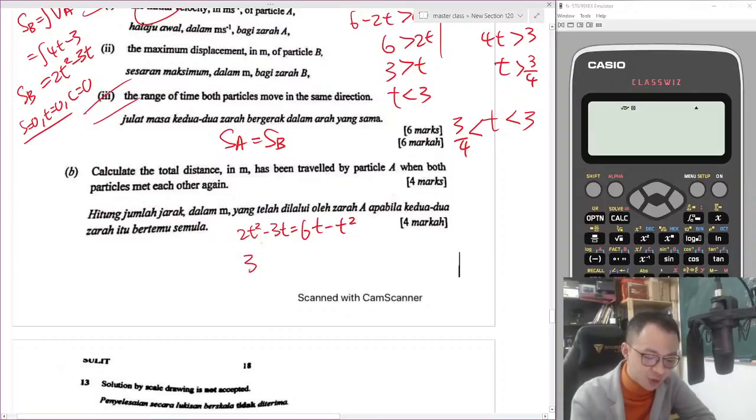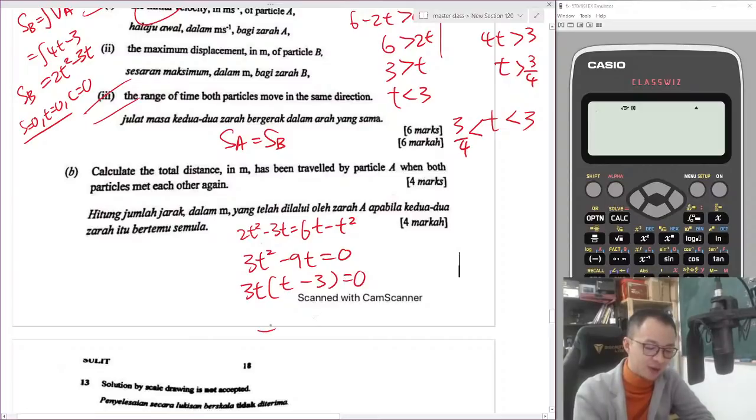Okay, so 3t squared minus 9t equals 0. Then I factorize out the 3t. Then I have t minus 3 equals 0. So time equals 0 and time equals 3.